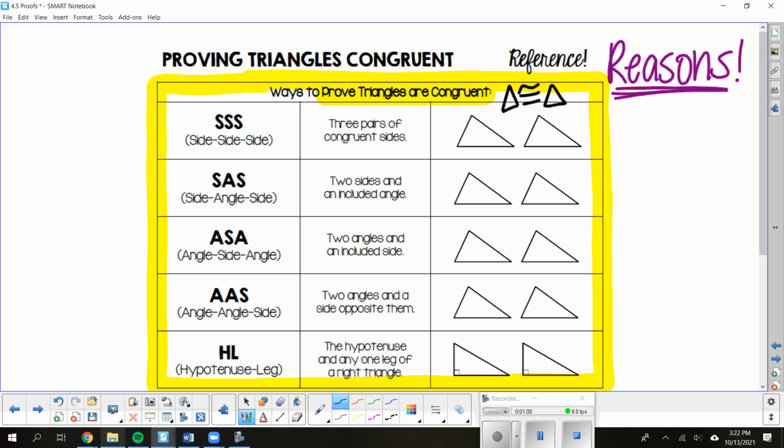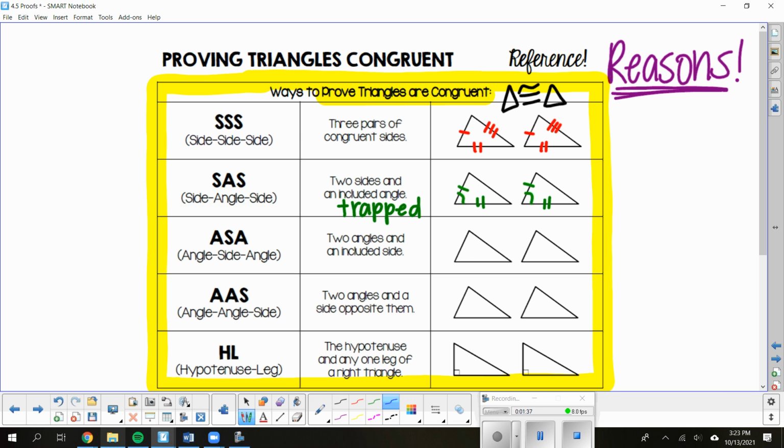So these are your big five, those triangle congruencies we just got done learning. Your first one, side, side, side. You have three sides in one triangle congruent to three sides in another triangle. Then side, angle, side. If you have two sides congruent and the included angle congruent. Remember, included angle means tucked in between. So you have two sides and the included angle congruent to two sides and the included angle. That's side, angle, side.